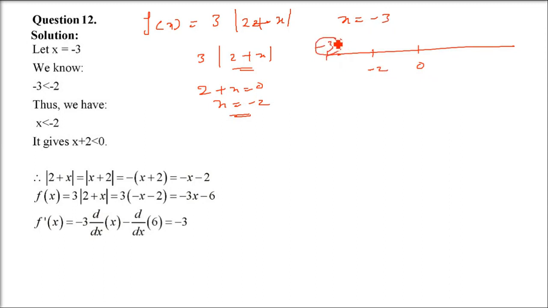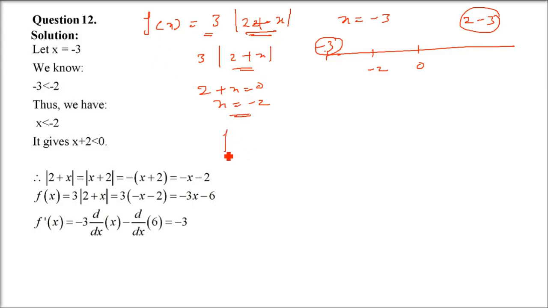So the best idea is just put minus 3. 2 minus 3 is negative, minus 1. Okay, just put minus 3 and see whether this 2 plus x is going to give you negative or positive. So even if you put minus 3 or minus 4 or whichever number, say 2.5 also, 2 minus 3 is what?